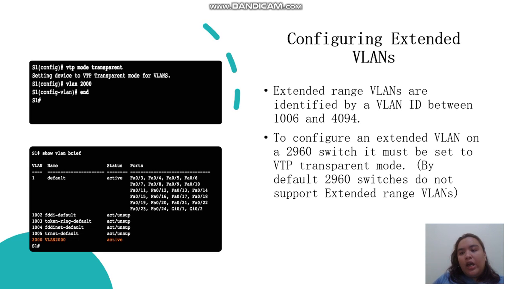In configuring extended VLANs, ranges are identified by a VLAN ID between 1006 and 4094. To configure an extended VLAN on a 2960 switch, it must be set to VTP transparent mode. By default, 2960 switches do not support extended VLANs.